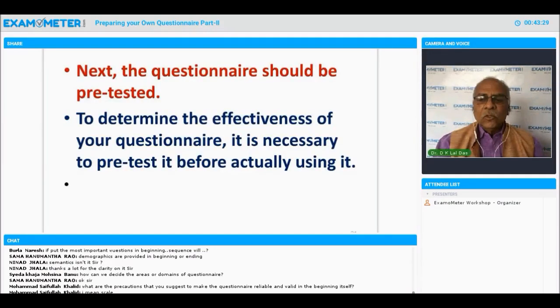Next, the questionnaire should be pre-tested. To determine the effectiveness of your questionnaire, it is necessary to pre-test it before actually using it.